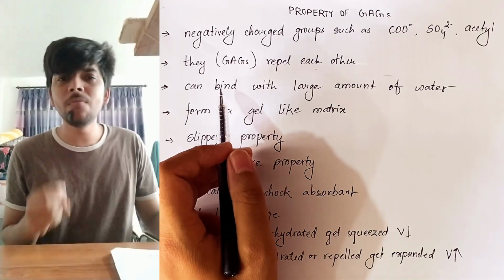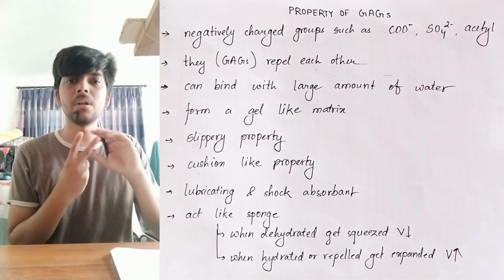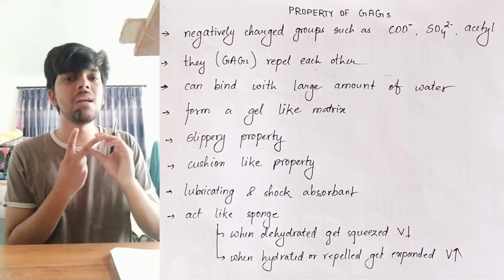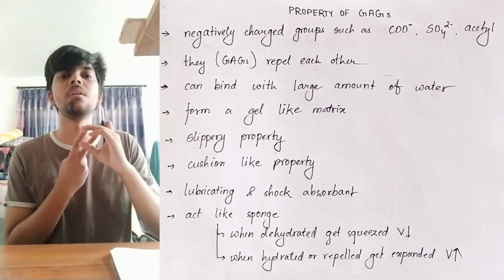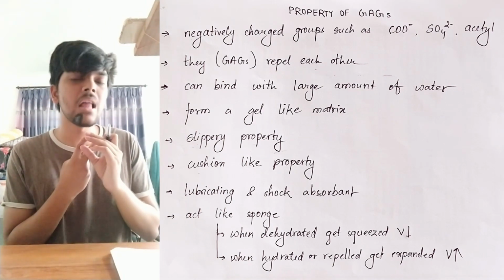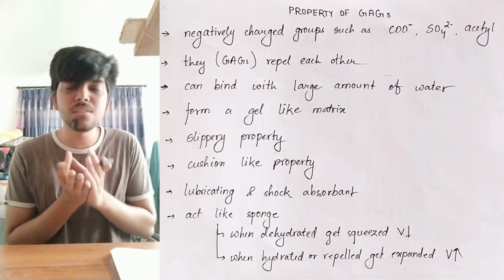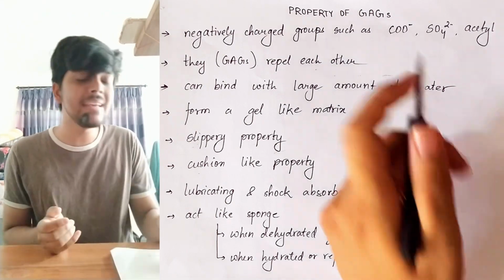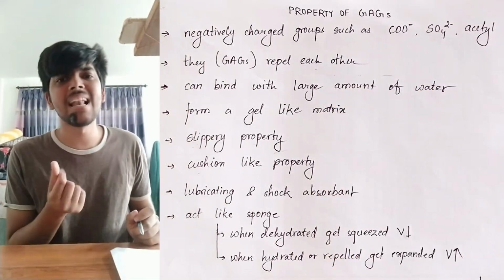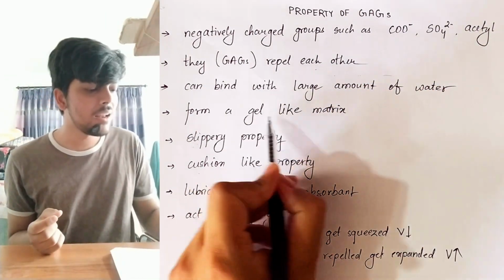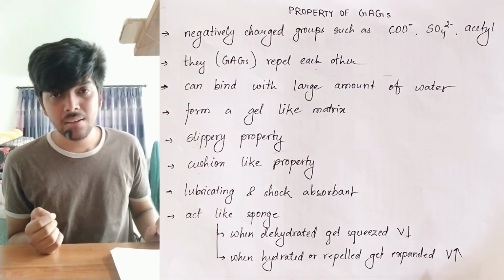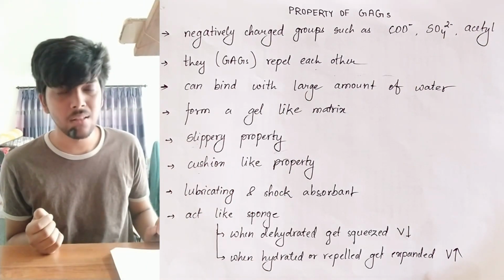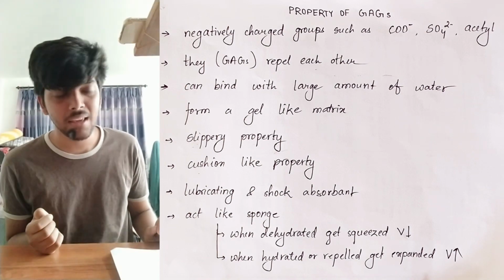Due to the presence of these two properties, property number one, due to the presence of negative charge, they repel each other, and property number two, being able to bind with a large amount of water, the matrix or the ground that is formed by GAGs is gel-like. So they form a gel-like matrix. And I hope you can guess the properties of a gel. What does a gel feel like?